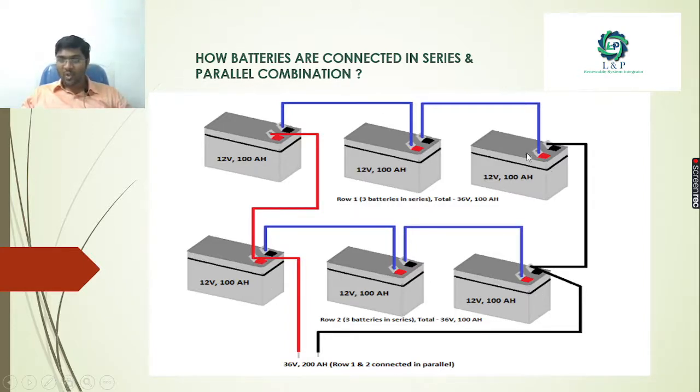Now see the first row batteries and the second row batteries, we are connecting in parallel. See here, the positive of this battery and this battery, and the negative of this battery and this battery, we are taking as a parallel connection. Now what is happening, our voltage output is the same, that is 36 volt, whereas the current rating gets summed up, that is 100 plus 100, which is 200 Ah. So this is how we can make the series parallel combination in batteries. This is a simple example.